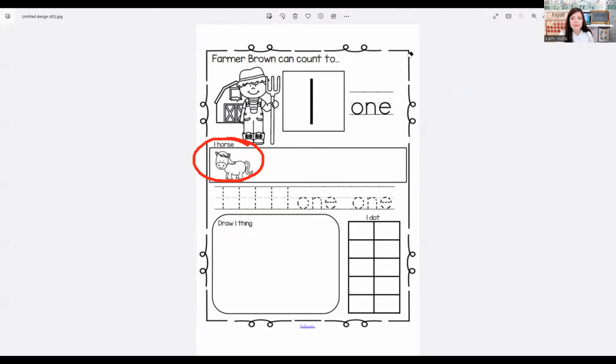1. Let's practice writing number 1. 1. Start at the top and go straight down to the bottom.